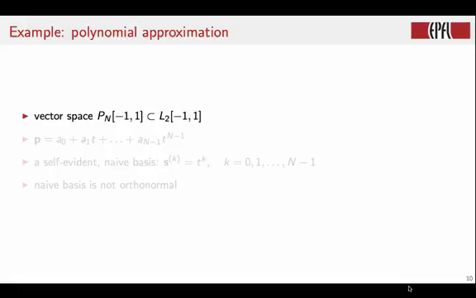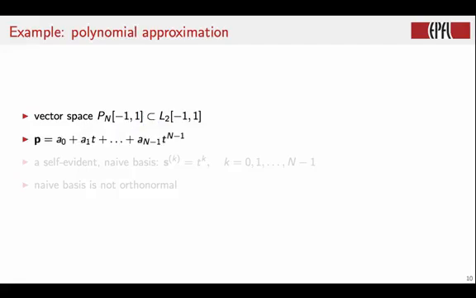Okay, now let's try and make things a little bit more interesting by considering function vector spaces. And in particular, we will try to approximate elements of L2 of [-1, 1], the space of square integrable functions over the interval [-1, 1], with elements of a very particular subspace called Pn of [-1, 1], which is the space of polynomials of degree N-1 over the interval.